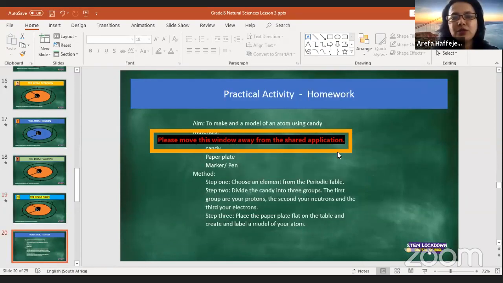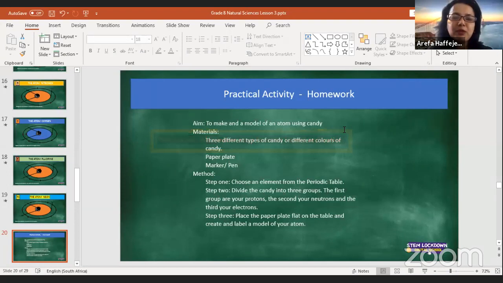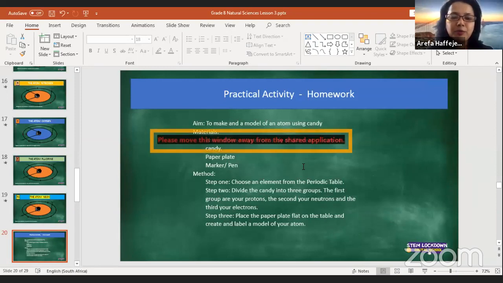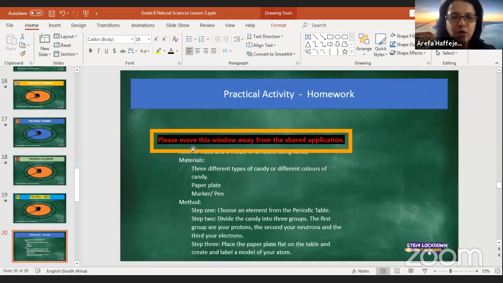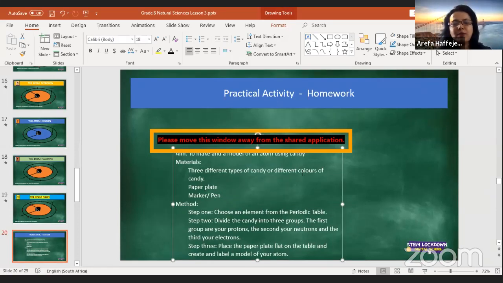Okay, so I'm going to give you homework. Your homework would be to design your own atom. Now, this would give you the experience of knowing the composition of an atom and how the protons, the electrons, and the neutrons actually work. You know, when you do concrete work, it gives you a better understanding. So you are going to make a model of an atom using candy.